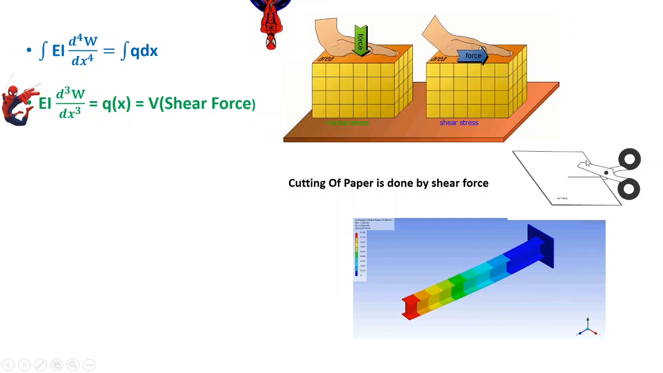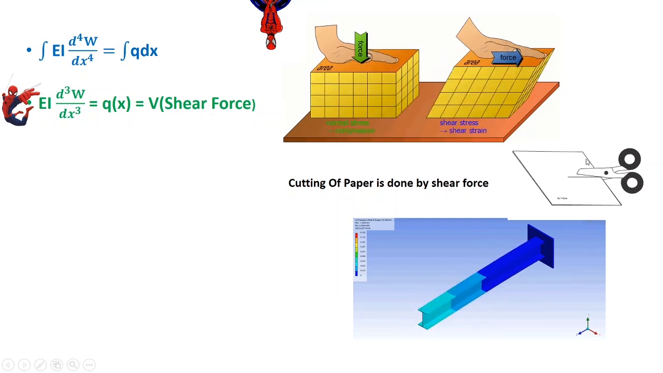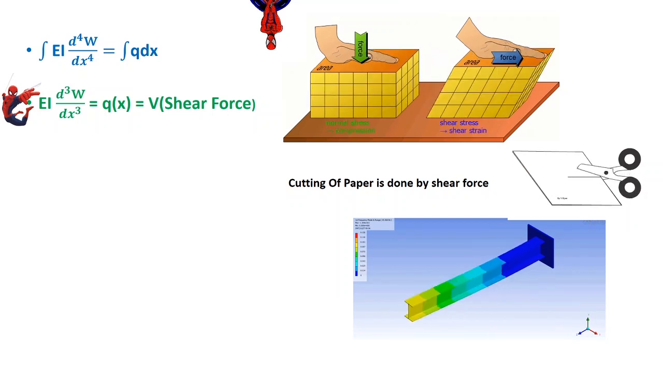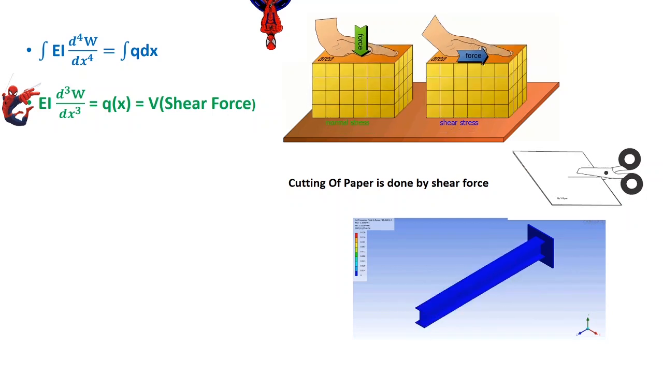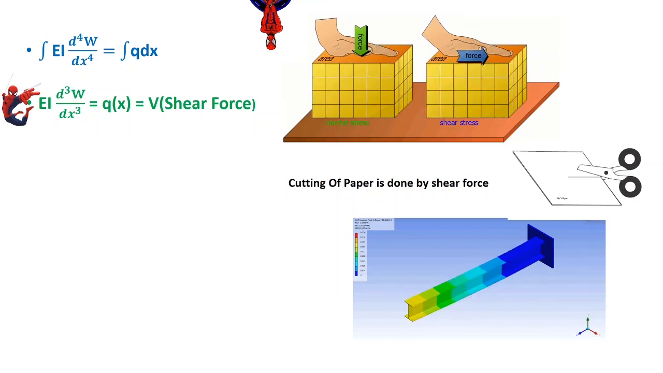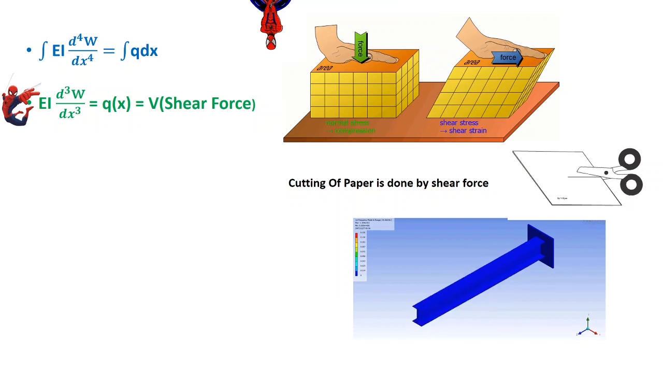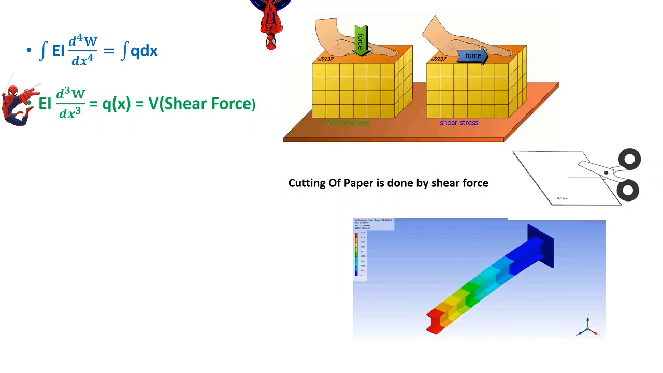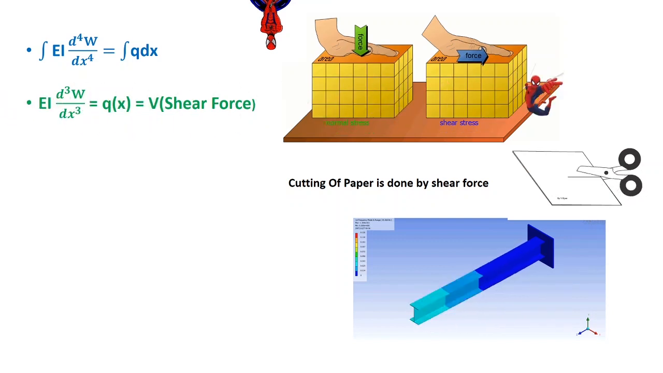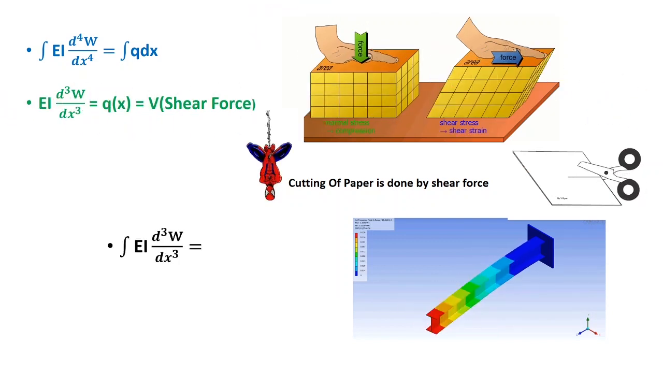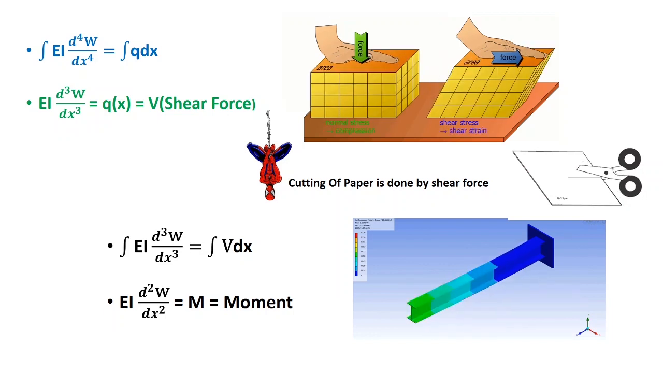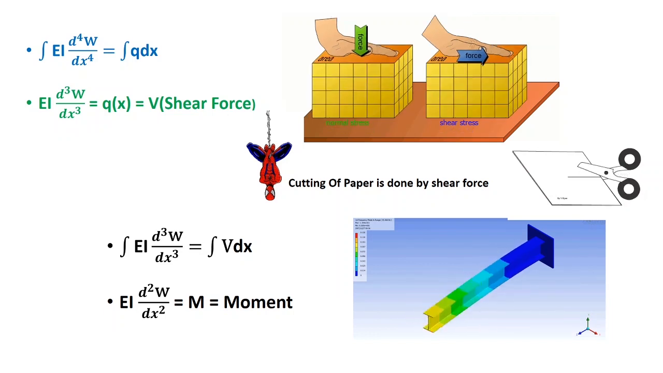When you are trying to cut, which type of force is it? Even it is asked several times in competitive exams: what type of force is shear force? Shear force is just like you are taking a scissor and you are trying to cut, so it will tear out from the middle. Got it? That is shear force. The first derivative of Euler-Bernoulli's equation is shear force. Then the second derivative is moment, which we will be using. Got it? So first derivative is shear force, second derivative is moment.